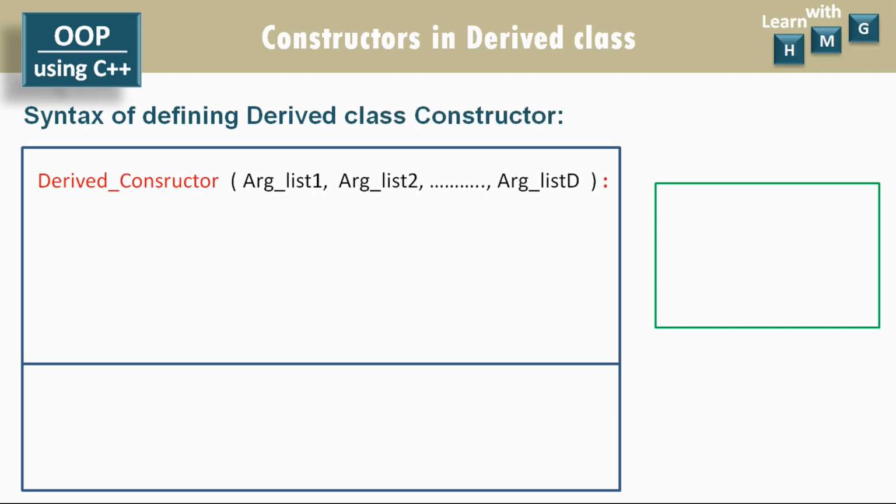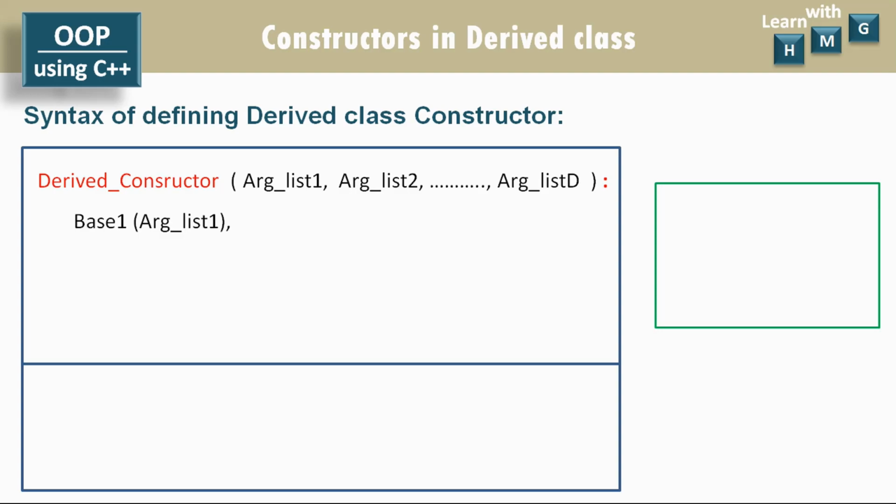So first of all, here in red color you can see derived class constructor name is there, which is of course the class name of derived class. There are various argument lists, argument list 1, argument list 2, and like this n number of argument lists will be there, and at last argument list D. So this argument list D indicates, D means derived class. This is the argument list of derived class, and apart from this, on the left side there are argument lists of all base classes, that is list 1 of base class 1, list 2 is of base class 2, and so on. List n will be the list of base class n.